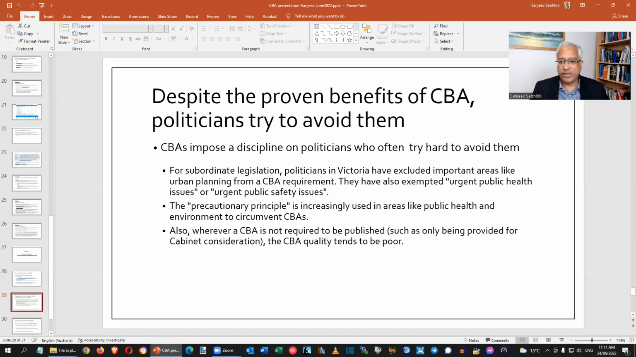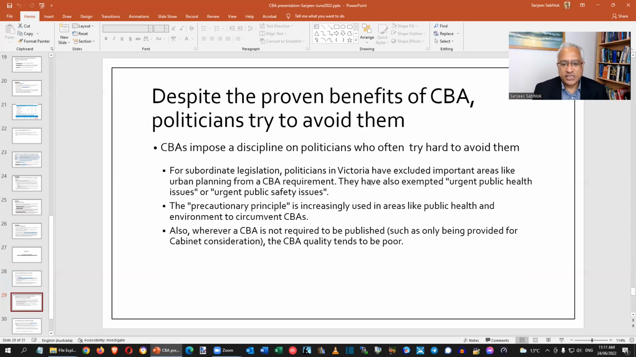They have excluded very important areas from the CBA requirement. They said if it's an urgent public health issue or urgent public safety issue, or if it's an urban planning issue, etc., they are not required to do a CBA. No. They should do a CBA. They should do a CBA, but they can do a quicker, shorter CBA. You must not exempt anybody from a CBA requirement. And the politicians must be forced to cough up the CBA so that we can see what exactly they are doing to justify a policy.